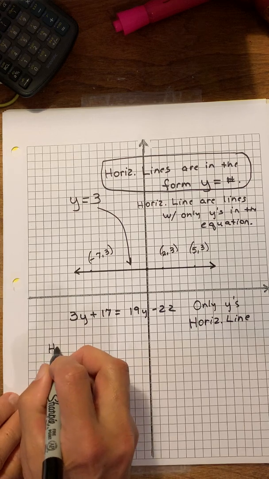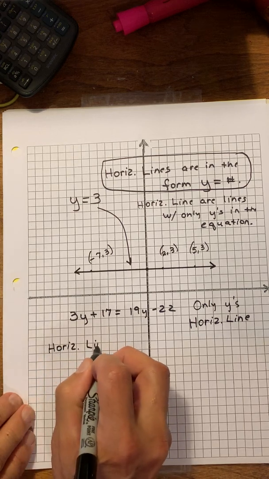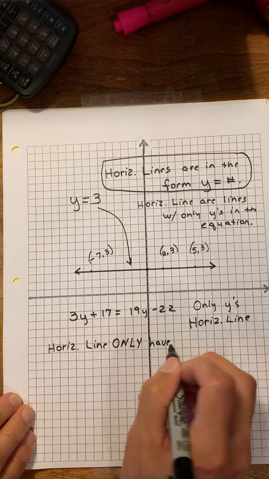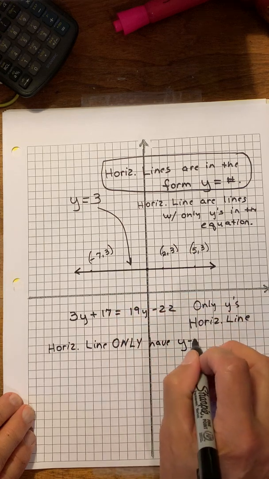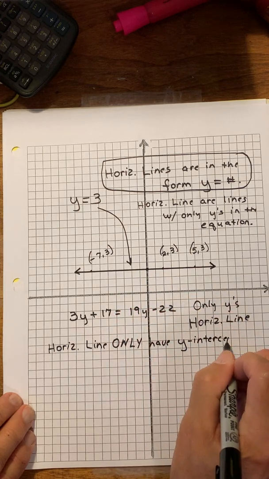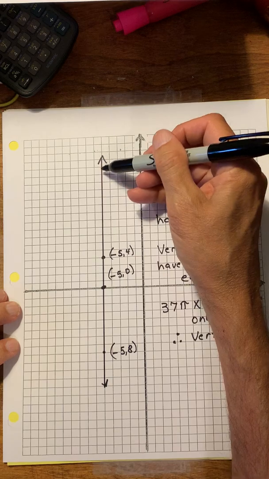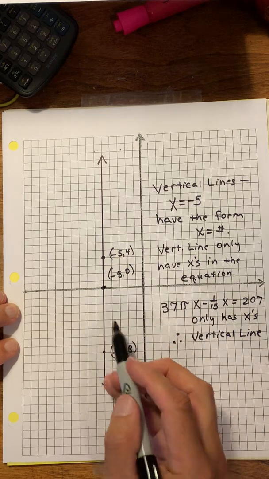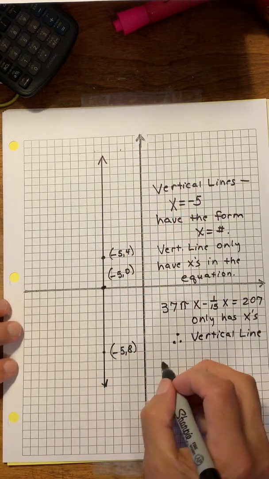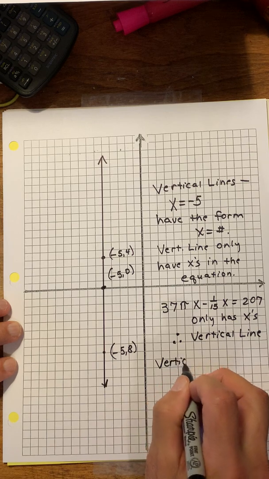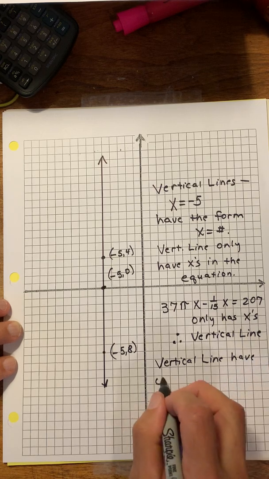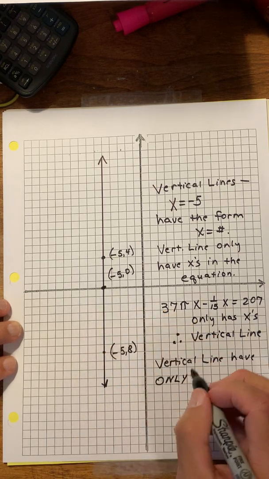Horizontal lines only have y intercepts. Likewise, vertical lines. Check this out. It has an x-intercept, cuts the x-axis right there, but it will never cut the y-axis. So vertical lines have only x-intercepts.